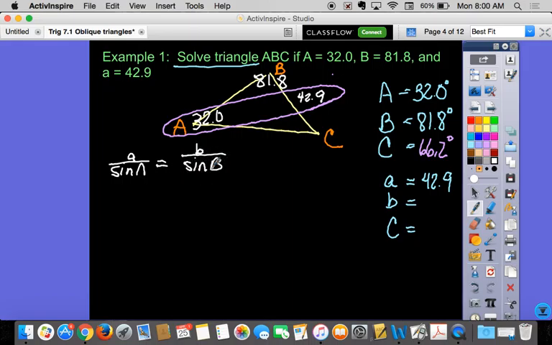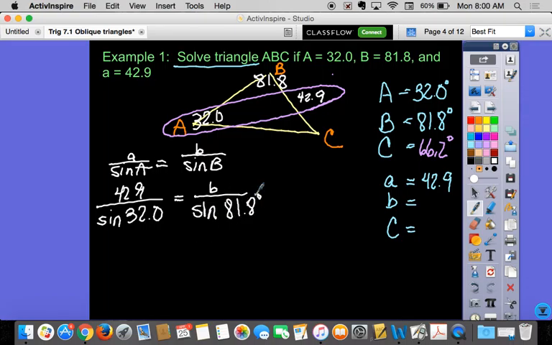Now let's fill in all the things that I need. Little a was 42.9. And A is sine of 32. And then little b, I don't know, so I've got to leave it there. And then I've got sine of 81.8. There we go. Now, I've got to cross multiply. It's just a standard proportion here. Cross multiply your proportion. And then we're going to do 42.9 sine of 81.8 equals b times sine of 32.